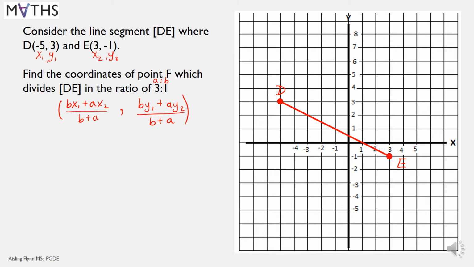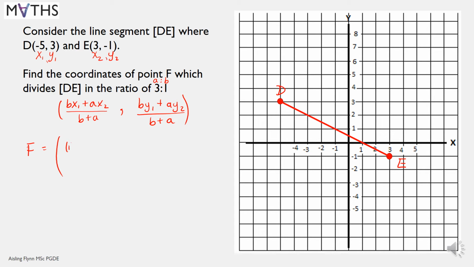If the line segment is named DE, well then D is the first point and E is the second, and 3:1. 3 comes first, so A is 3 and B is 1. So we're going to find our point F by filling in all of this information, and then we'll compute it.